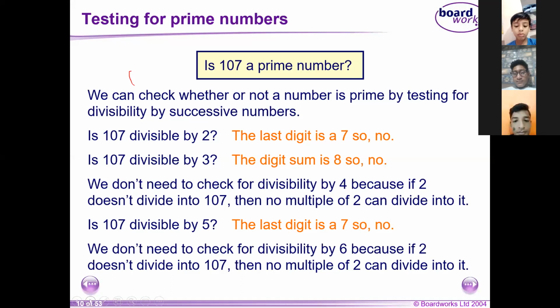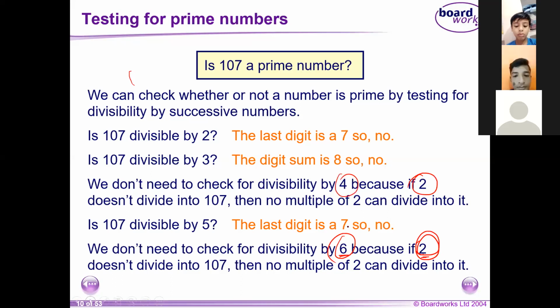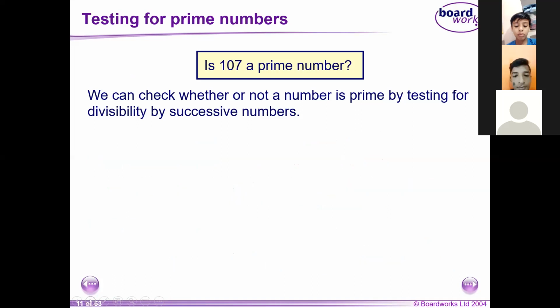We don't need to check divisibility by 6, because if 2 doesn't divide 107, then no multiples of 2 can divide into it, because 6 is a multiple of 2. 6 comes in the table of 2. So if a number is not divisible by 2, it will not be divisible by 6 either. In the same way for 4, if a number is not divisible by 2, it will not be divisible by 4 either. I hope it is clear. Next, we can check.